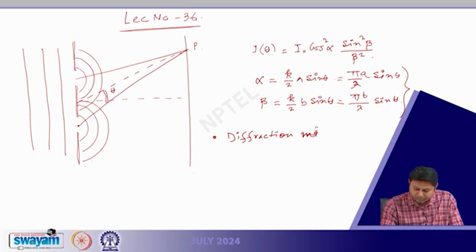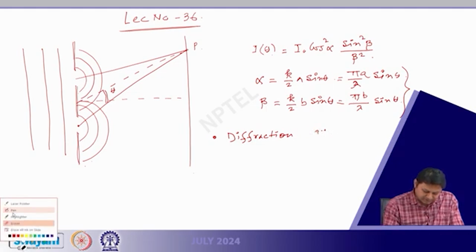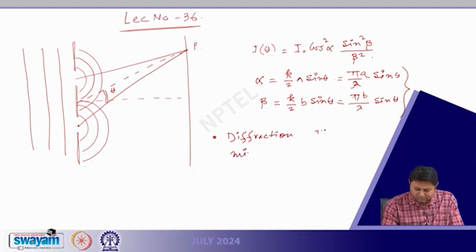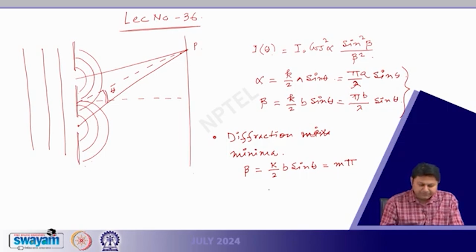Diffraction minima one can find when the value of beta, which is k by 2 into b sin theta, is equal to m pi, where m is not equal to 0 but 1, 2, 3, 4 etc. Because when m is 0, beta is 0, and for that particular beta we will get the maxima.